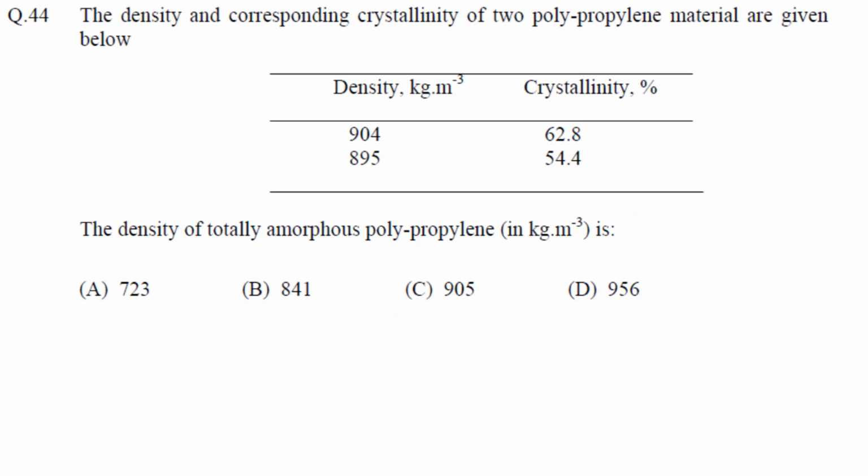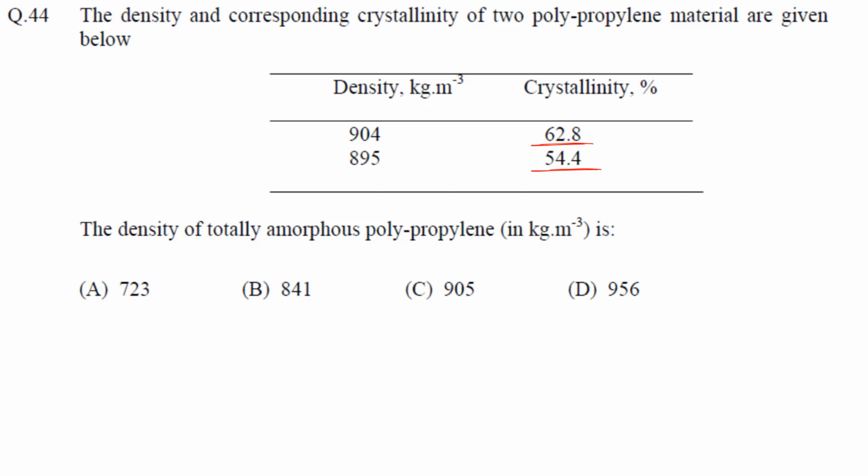Next question. The density and corresponding crystallinity of two polypropylene materials are given below. So density and this is the crystallinity. The density of totally amorphous polypropylene in kg per meter cube is. Okay guys, so this is the problem of crystallinity. I have already posted one video over the crystallinity also, and there also I have solved this question, but let us solve again over here.